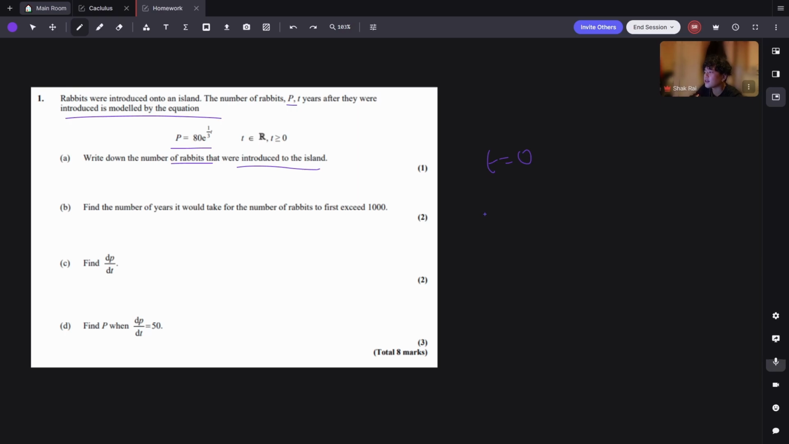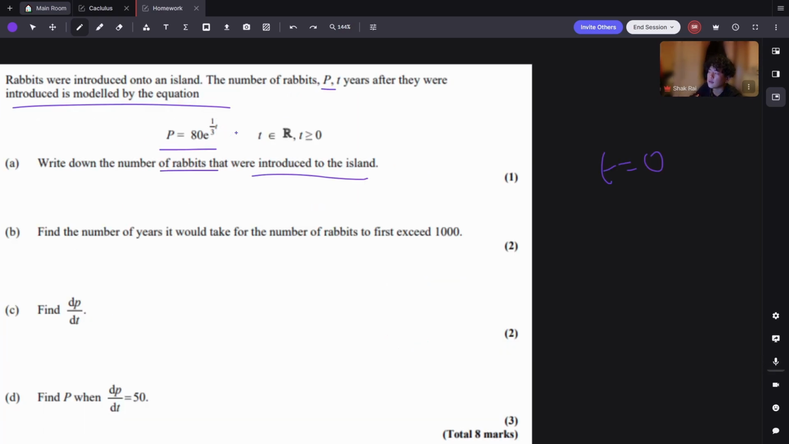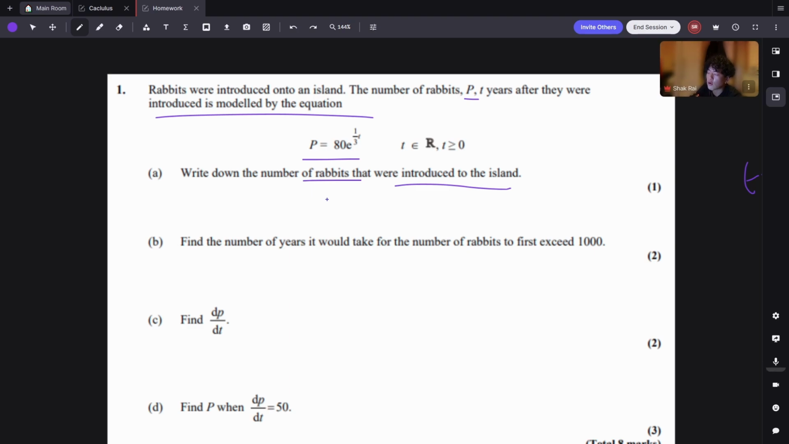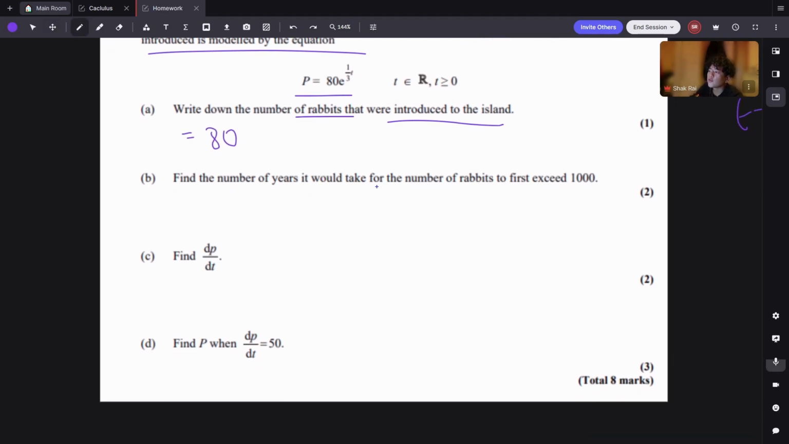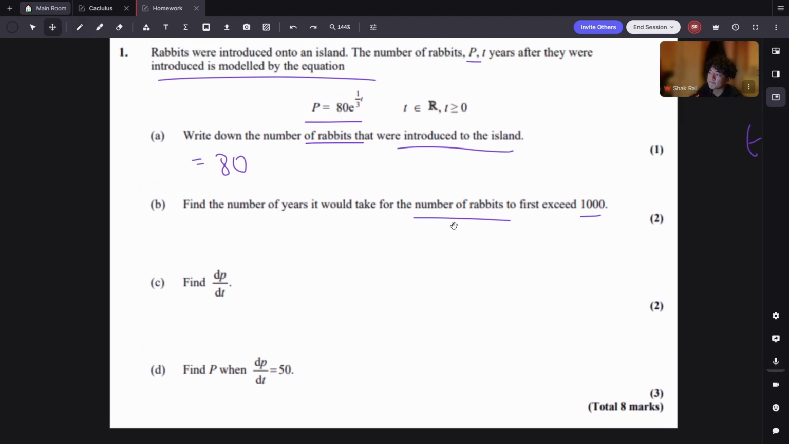Well, e to the power of 0. So 1 over 3 multiplied by 0 is just going to be 0, and anything to the power of 0 is 1. So 80 times 1 is going to be 80. So the initial number of rabbits is going to be 80. So we need to find the number of years it would take for the number of rabbits to exceed 1,000. So that's super simple. It's just a simple exponentials question. 80 e to the 1 over 3t equals 1,000. So when is this going to be 1,000?